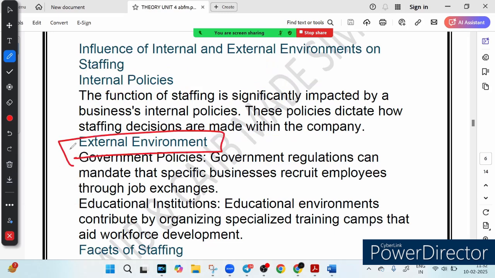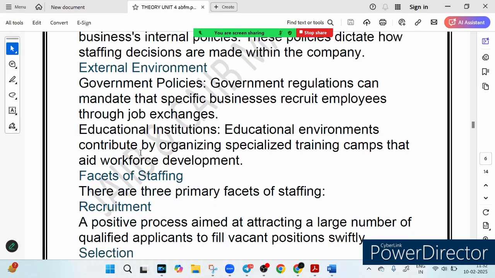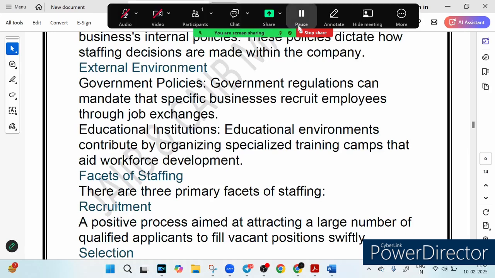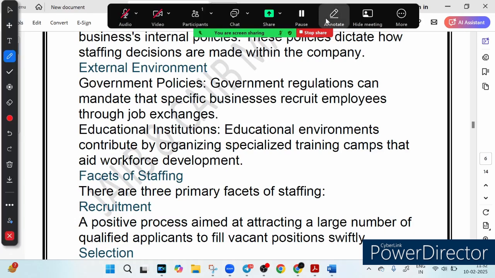Then we have the external environment. Let's look at how outside factors impact staffing. There are a couple of important ones. The first is government policy. Sometimes the government steps in and says, hey, we need to hire through official job exchanges. Companies have to comply with these rules.